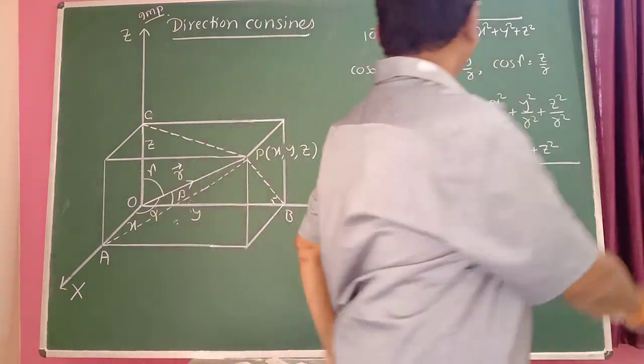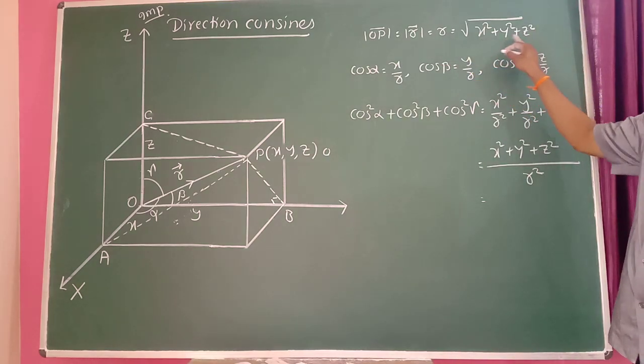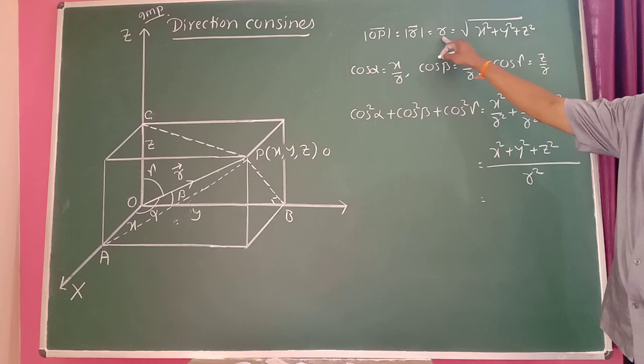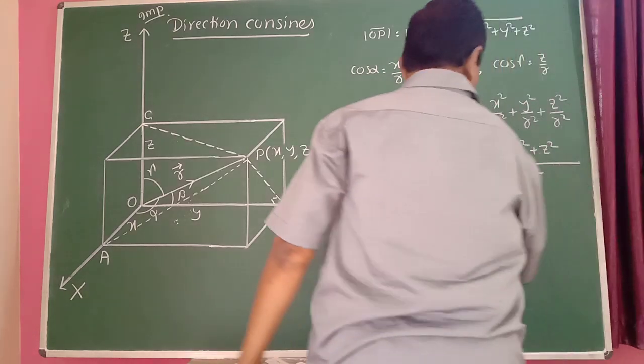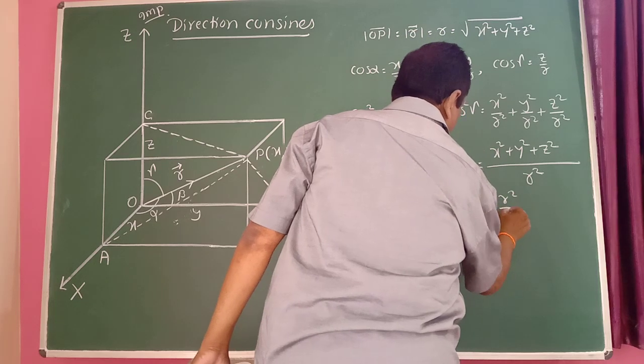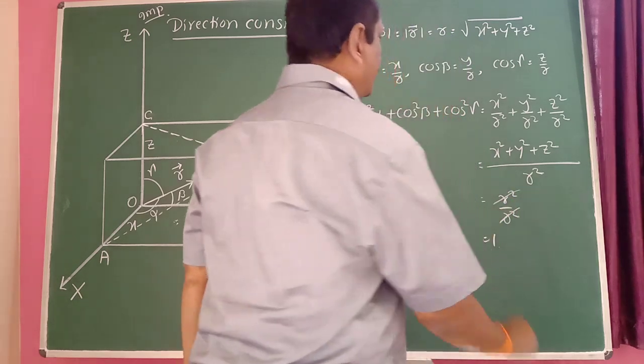Just observe here, r is equal to root x square plus y square plus z square. So squaring here, r square is equal to what here? x square plus y square plus z square. So use in the numerator r square divided by r square. r square and r square cancels. The remaining is 1 here.